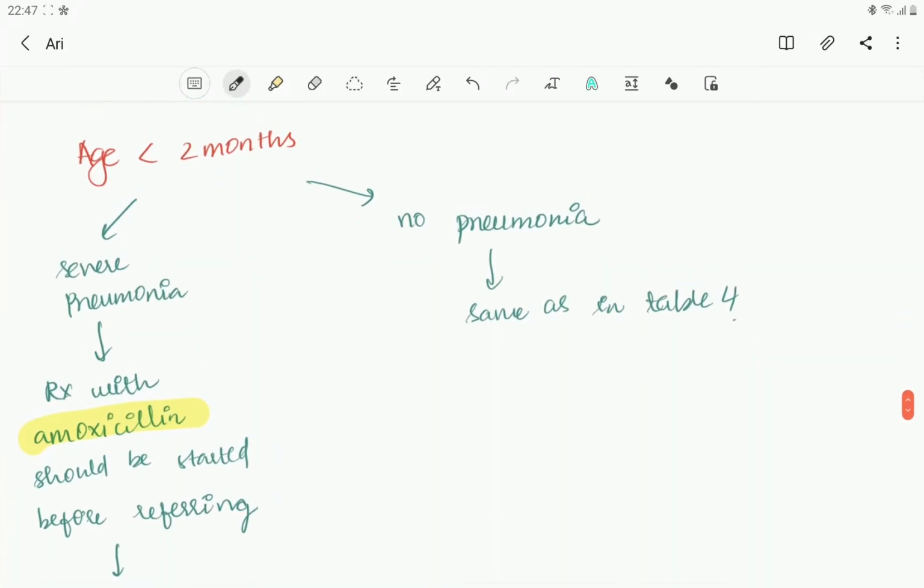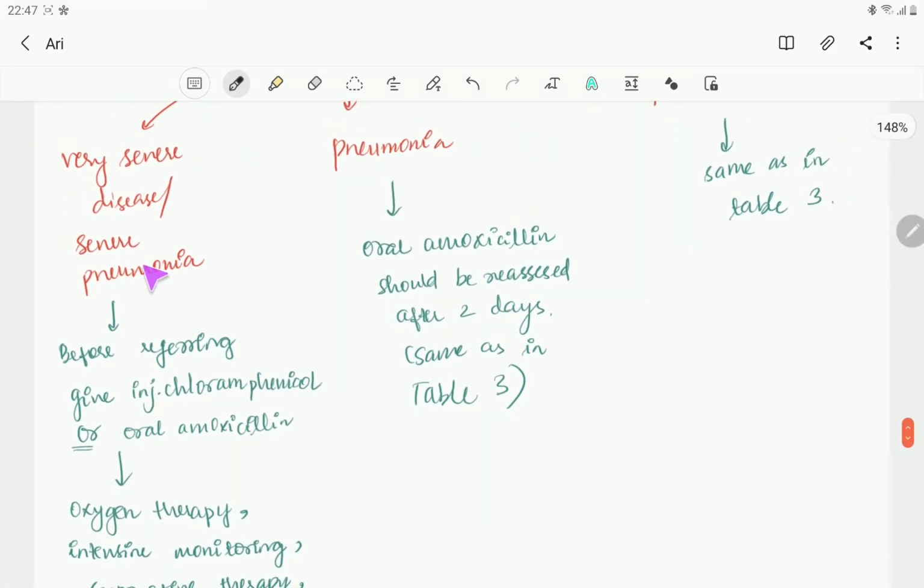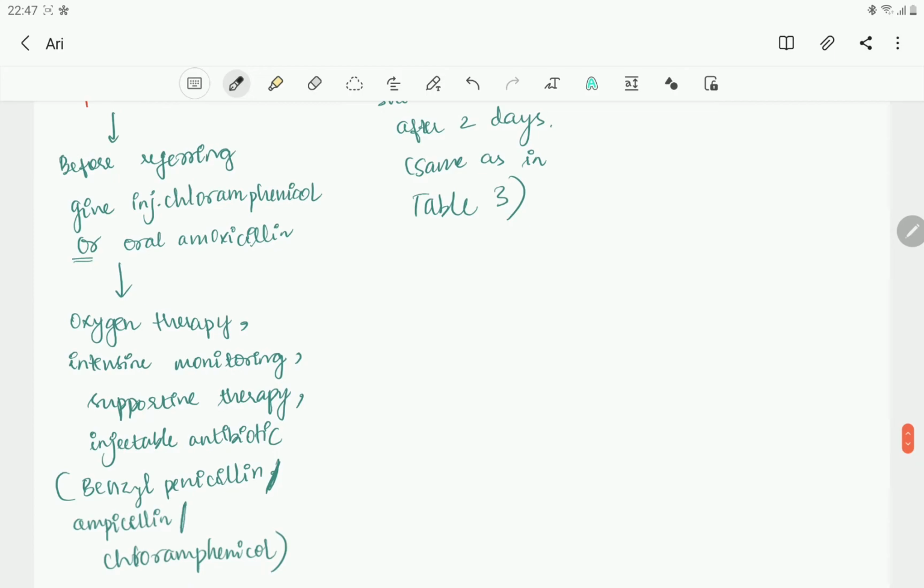Please remember that we are only studying the 2 months to 5 years age category. So very severe disease or severe pneumonia, before referring, we have to give injection chloramphenicol or oral amoxicillin. Now that is one of the updates. The drug of choice now is amoxicillin. Okay. And also we have to keep in mind that we are only giving chloramphenicol for the ages 2 months to 5 years. We will never give chloramphenicol to young infants because they will develop grey baby syndrome. Okay. So we have to remember that.